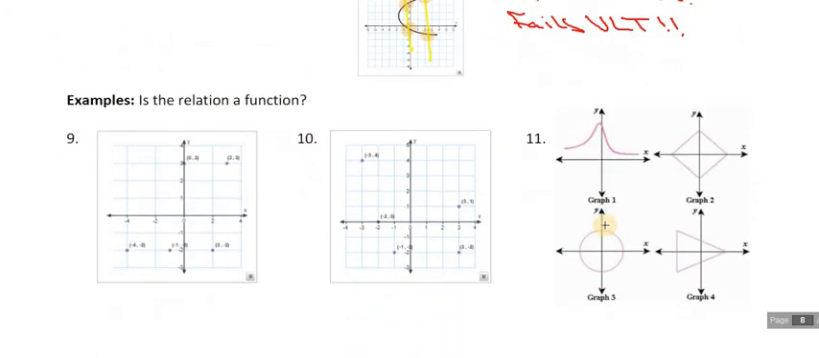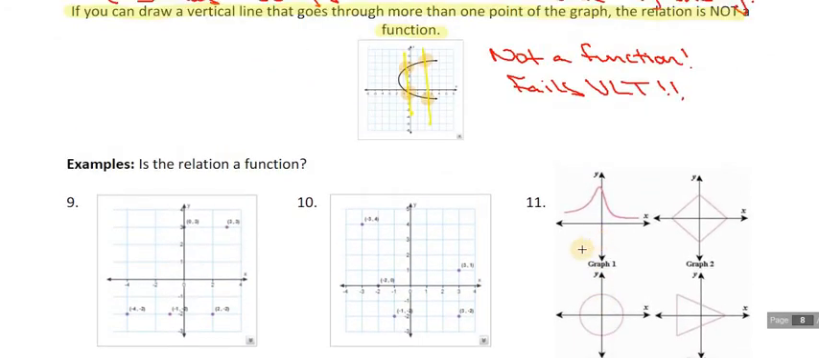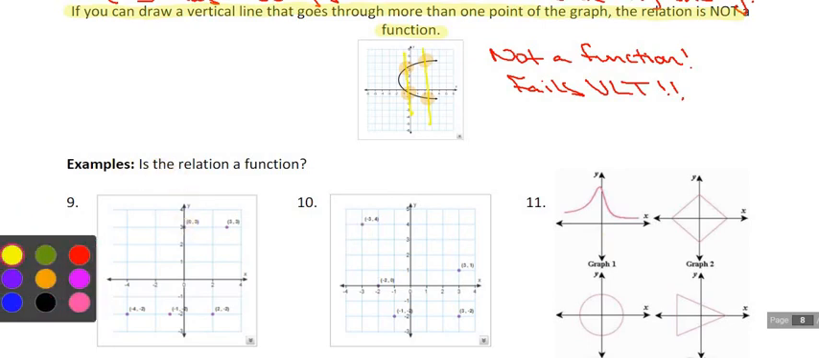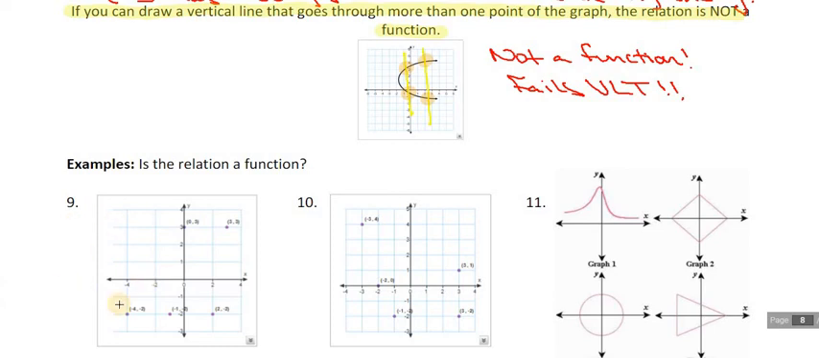Okay, so we've got a couple more problems here at the end to wrap up dealing with this vertical line test. So we want to determine whether the relation is a function. So we're going to draw a whole bunch of vertical lines. Now number 9 has a bunch of just individual ordered pairs. So I'm just going to draw lines where I have ordered pairs.